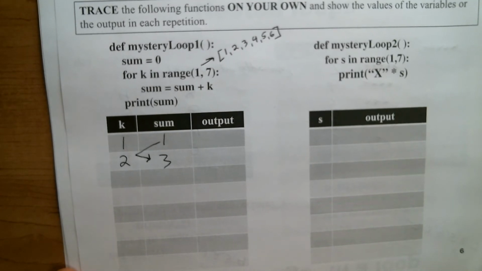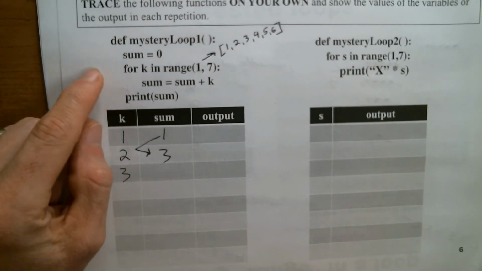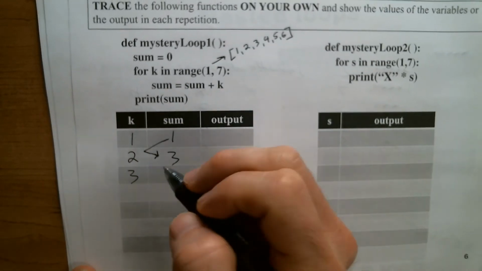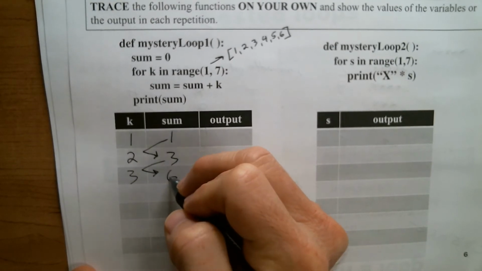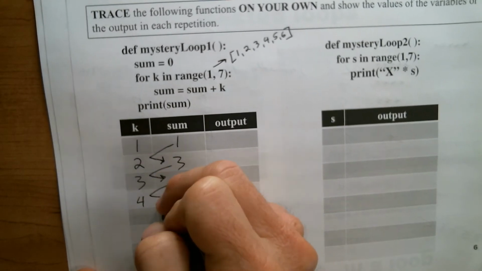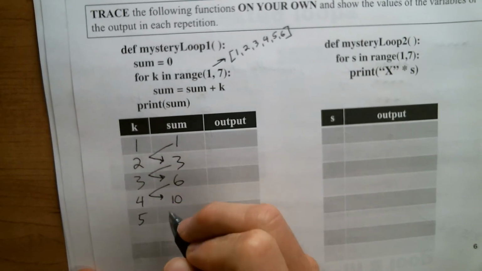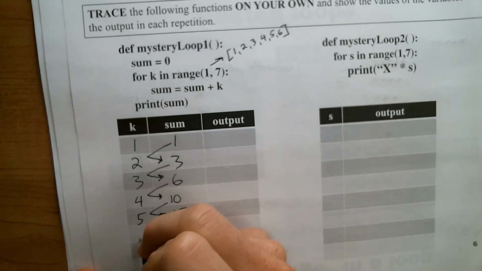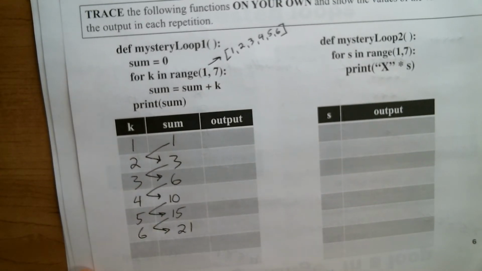All right, we're still not printing anything out, but then K goes to 3. Sum now has 3 in it from the last time through the loop, so it's going to be 3 plus 3, which gives us 6. And then K goes to 4, and it's going to be 6 plus 4, which gives us 10. Then K goes to 5. It's going to be 10 plus 5, which gives us 15. And then K goes to 6, and 15 plus 6 is going to give us the 21.